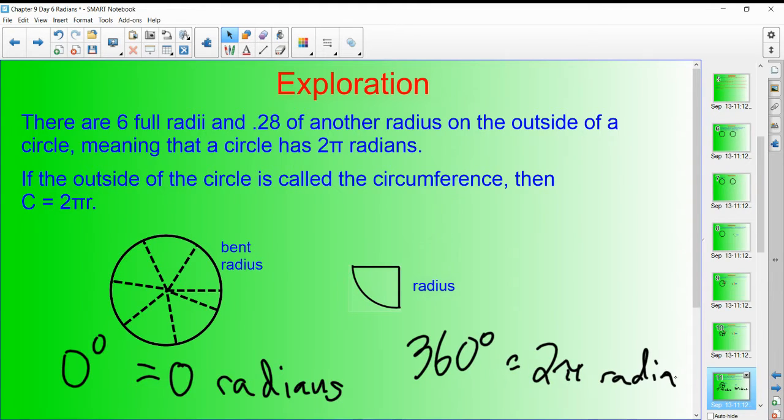So we're going to use the radius of the circle to measure an angle. So 1 radius, or 1 radian, is that much. So 1 radian is a little less than 60 degrees.